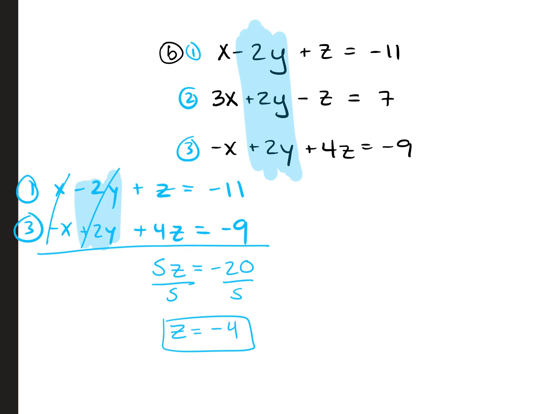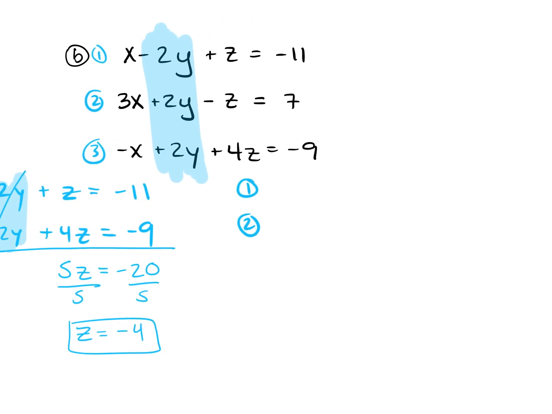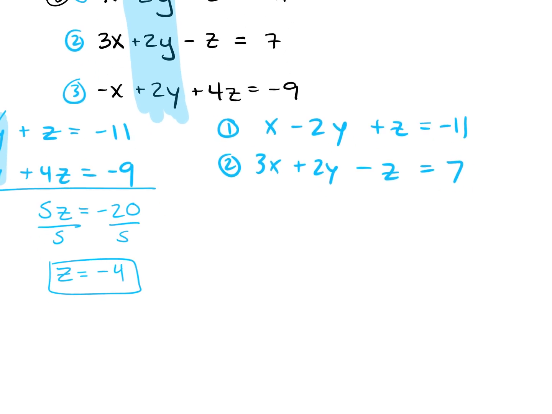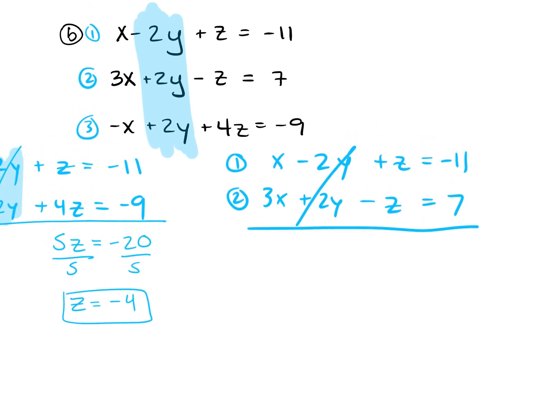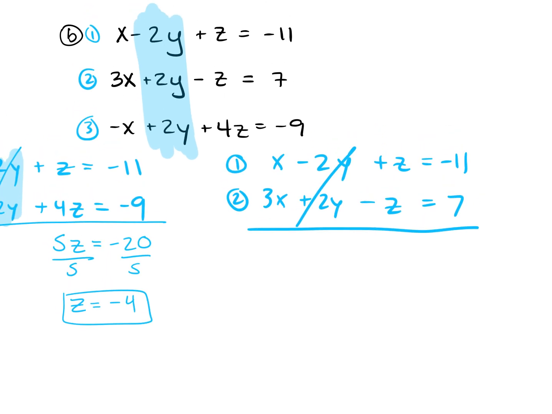1 and 2. So I have x minus 2y plus z is equal to negative 11, and 3x plus 2y minus z is equal to 7. We combine. Do my y's cancel? Yep, perfect. Don't even need to multiply by anything because they cancel right away. It has to be y, right? We picked y to start, so it has to be y. So whatever variable you pick to start, you have to start by canceling that out twice.